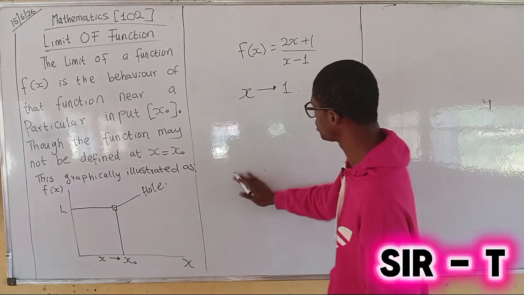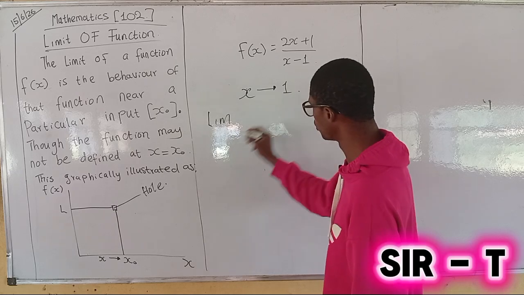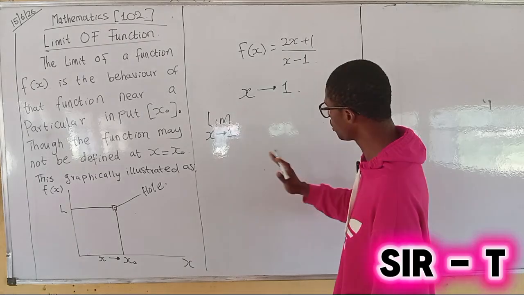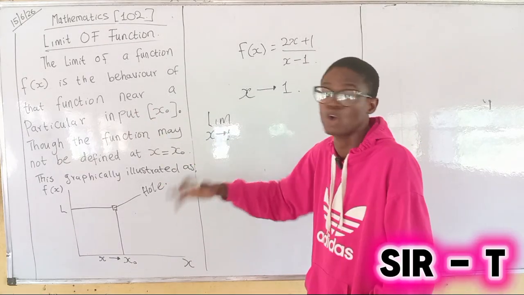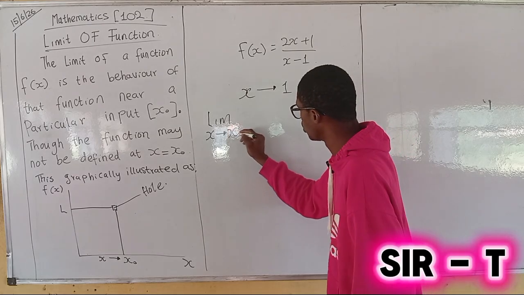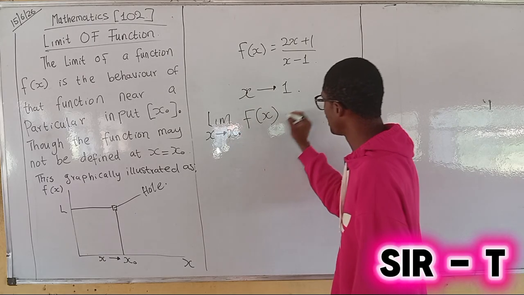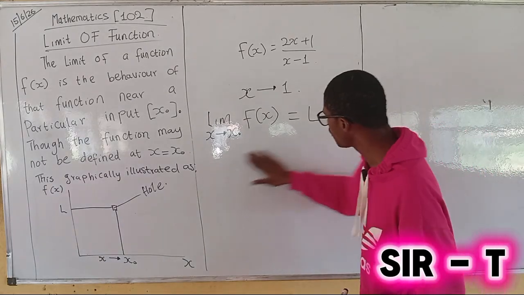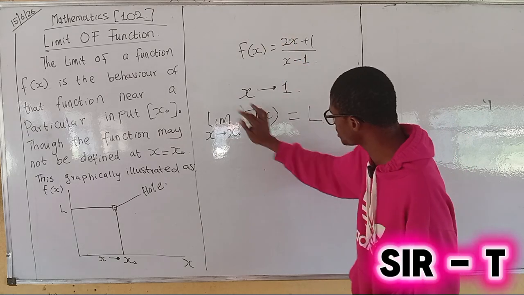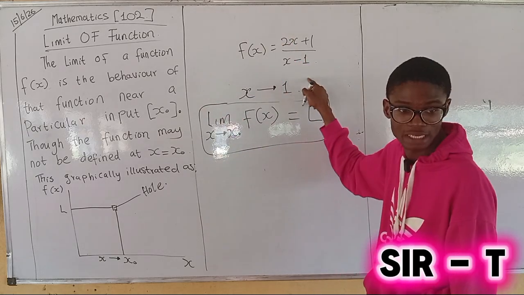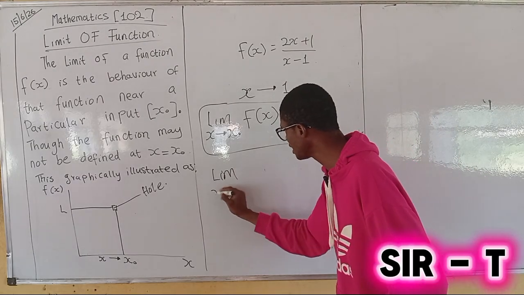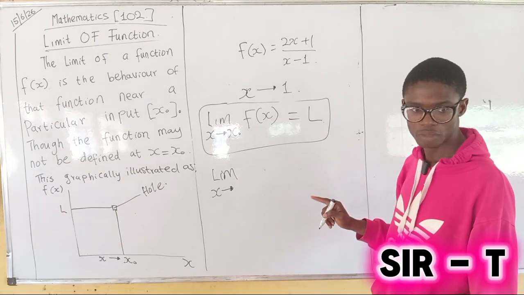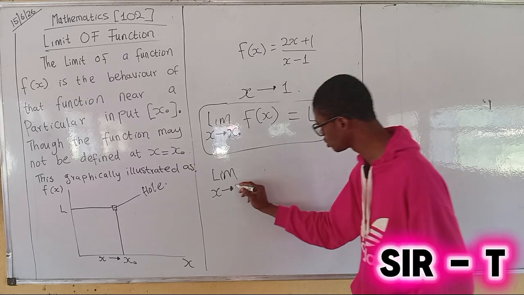So what we mean is that it will be the limit as x approaches 1. In the normal format, assuming I don't know what the values are, it will be the limit as x approaches x naught of a particular function f(x), and it will give me L. In our own case, what is x naught? It is approaching 1.